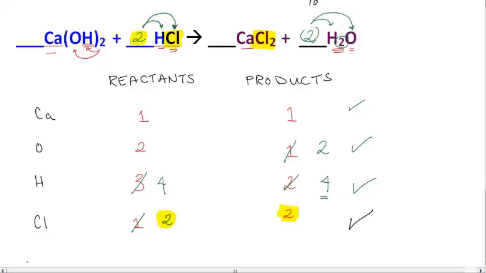So again, I can go through and double check everything. 1 calcium, 1 calcium. 2 hydrogen here, 2 hydrogen there is 4 hydrogens in the reactants, and 2 times 2 gives me 4 hydrogens in the products, and last but not least, chlorine, we already checked, 2 in the reactants, 2 in the products.